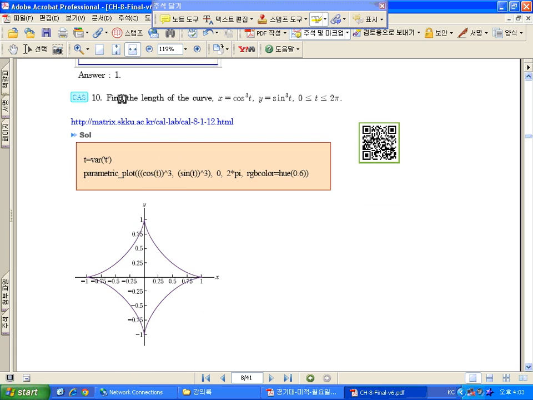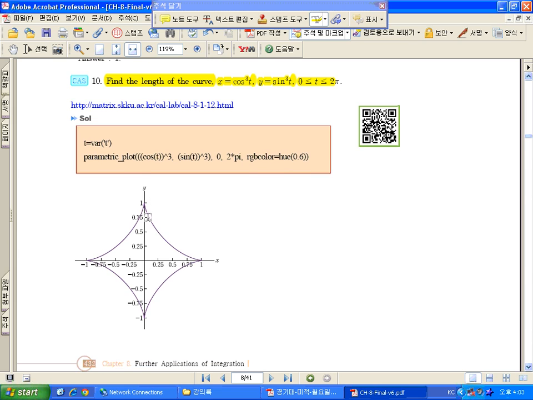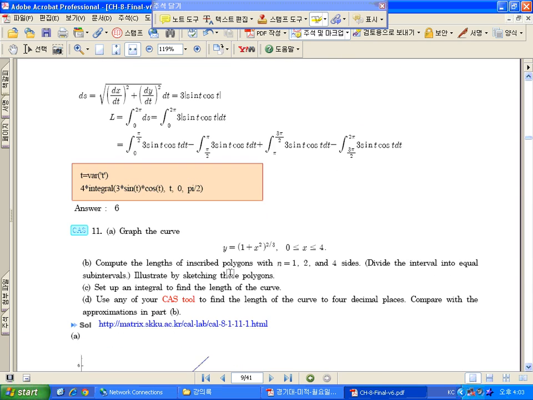In this case, if you want to find the length of the curve from here to here, you set up the formula, but you had better use the symmetry. So you only find the arc length of the first octant and just multiply by 4. That's the easiest way of doing so.